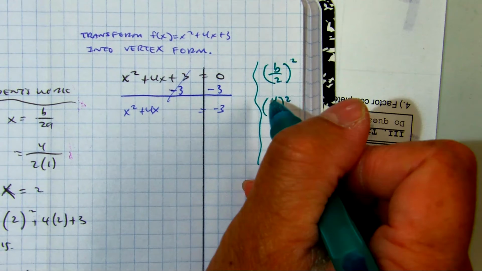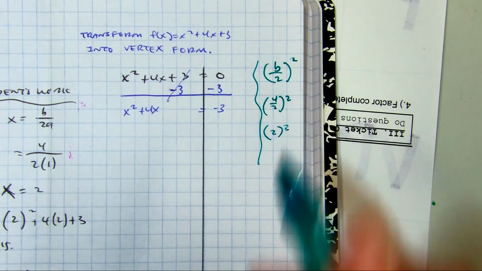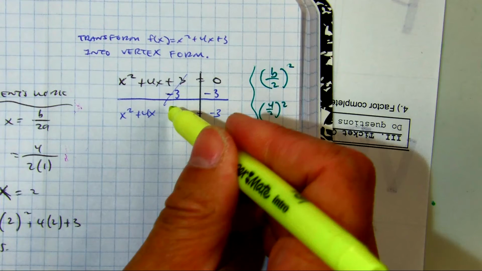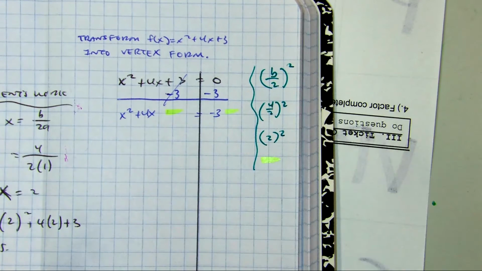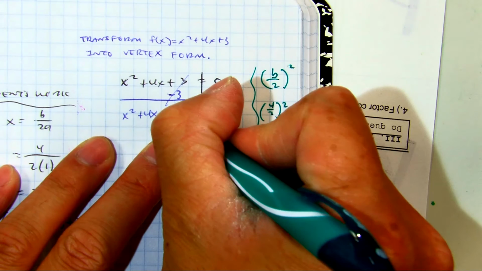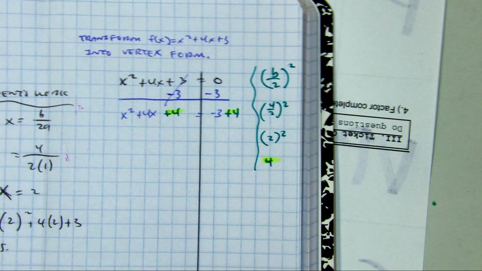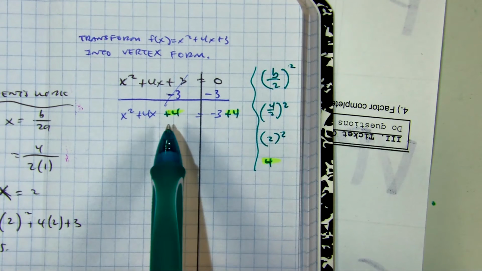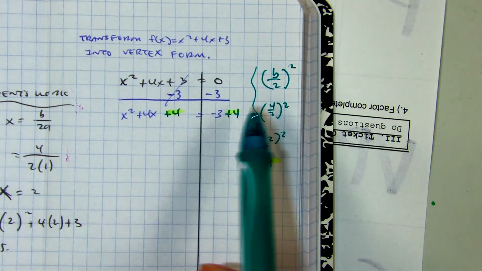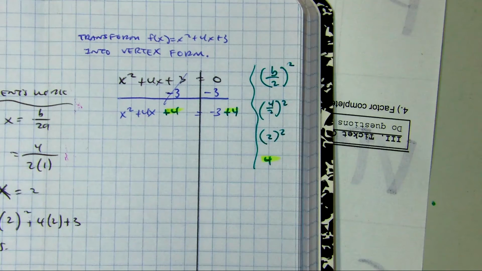Class, what's half of 4? And 2 squared is? 4. So to complete the square, we're going to have to add 4. Now pay attention, as an example later in class today, this will change. Okay? Right now, if I add 4 to add 4, it's still equal, right? Alright.